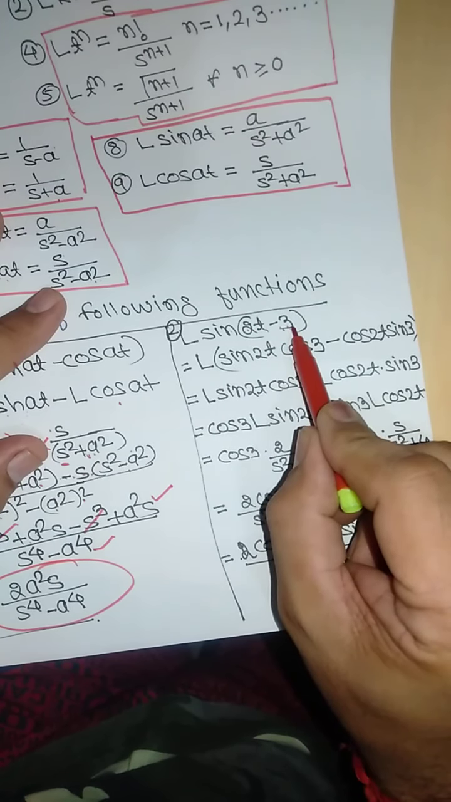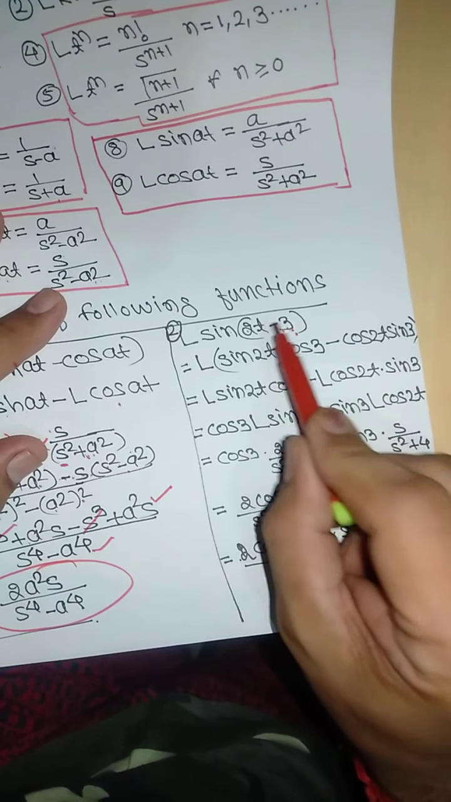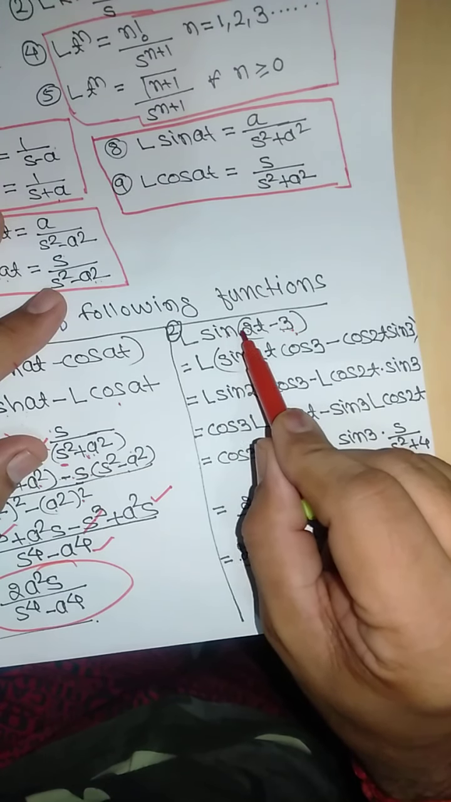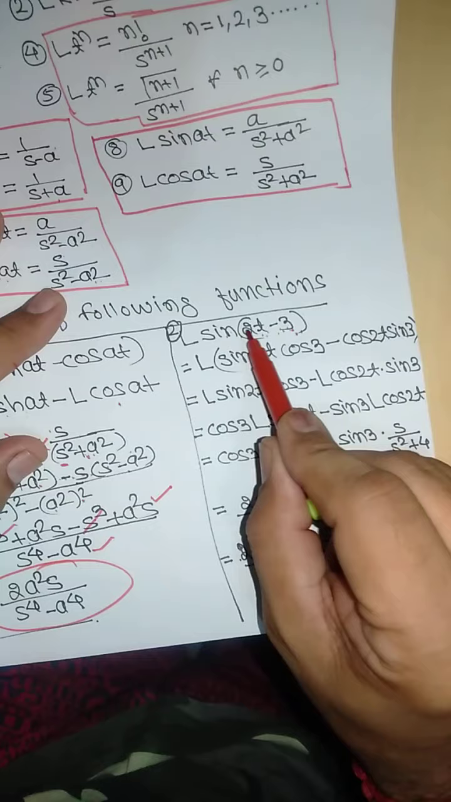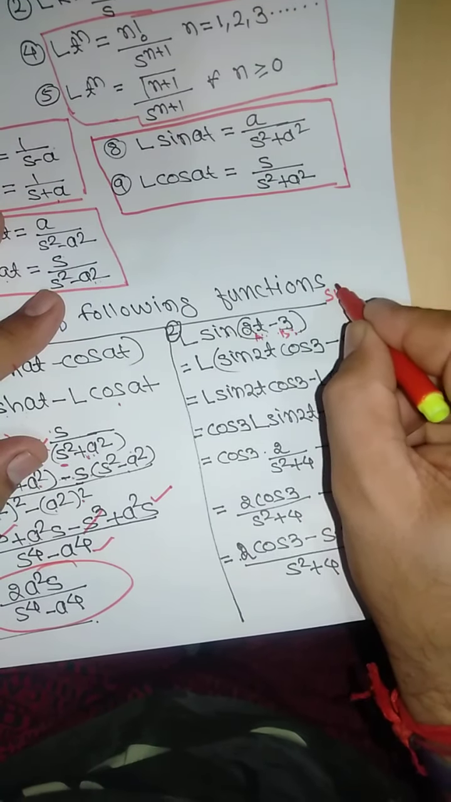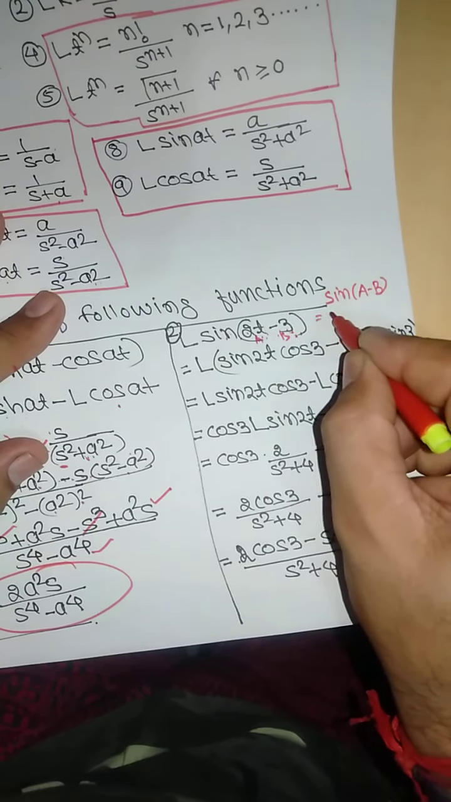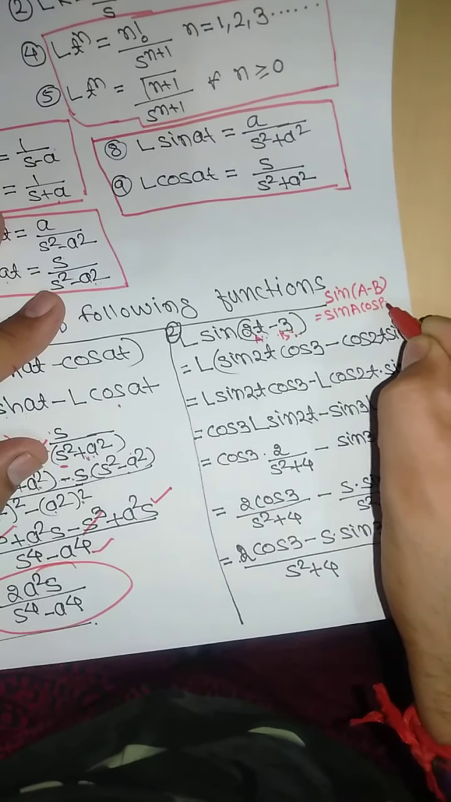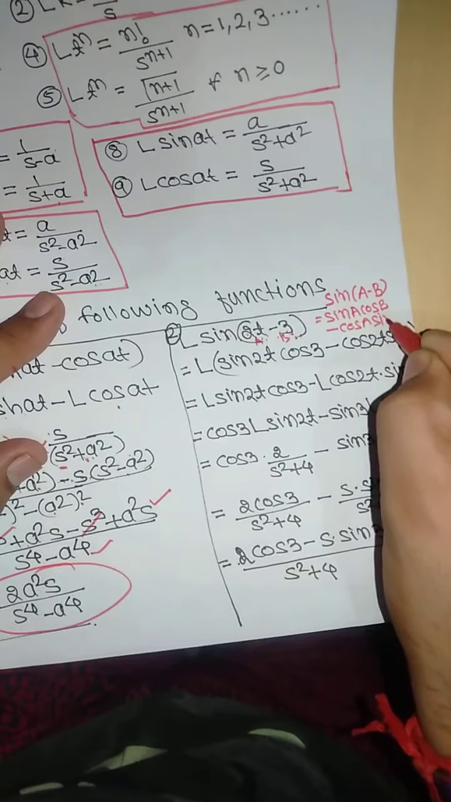Expansion of sine of a minus b: sine a cos b minus cos a sine b. Using this expression, we can expand sine of 2t minus 3. Here 2t is a and 3 is b, and I am using this formula, sine of a minus b equal to sine a into cos b minus cos a into sine b.